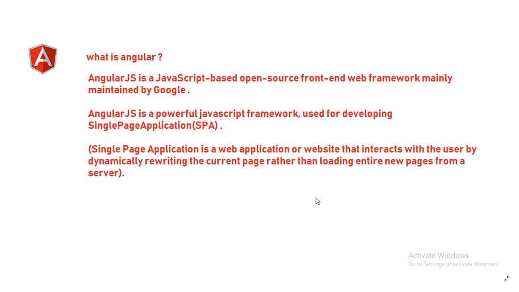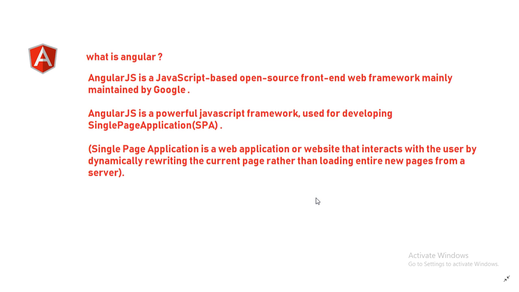So let's start. So basically, the first question is: what is Angular? Angular is a JavaScript based open source front-end web framework mainly maintained by Google. AngularJS is a JavaScript framework. It's open source, and we use Angular as a front-end web framework. AngularJS is a powerful JavaScript framework used for developing single page applications.